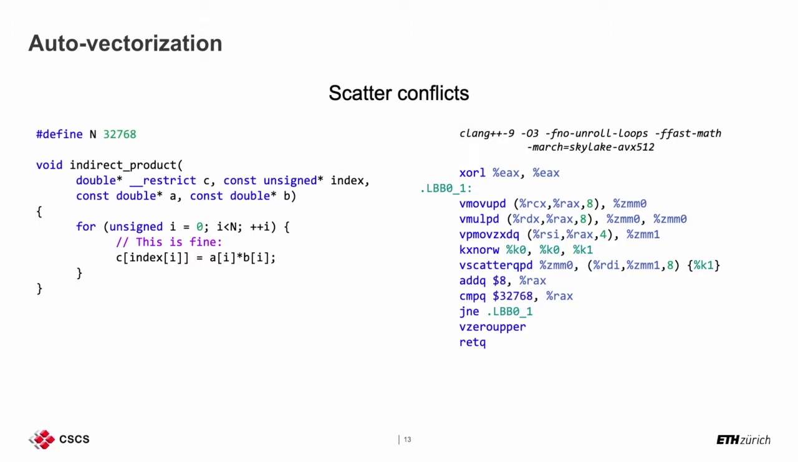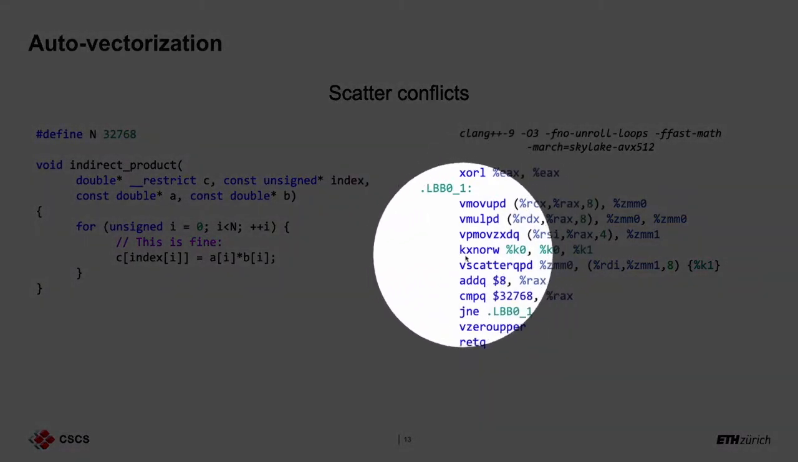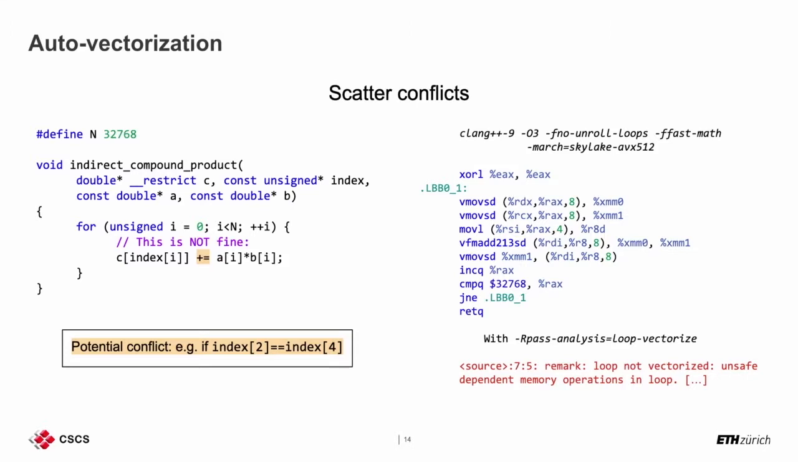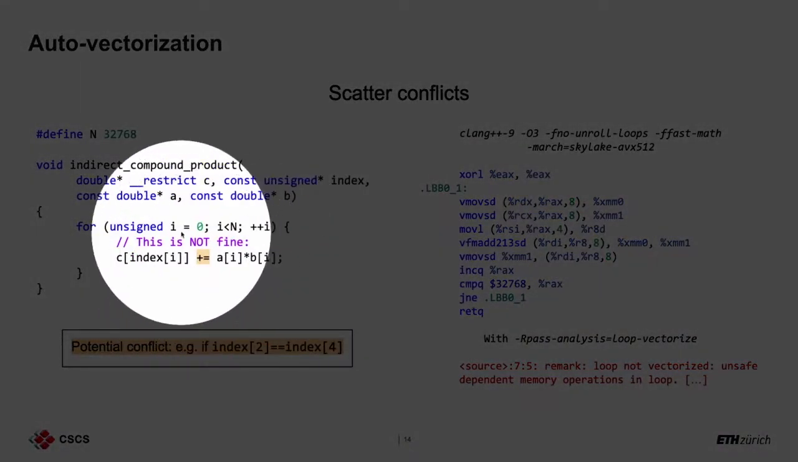And Clang will actually do the right thing. We've got that scatter, which means use an index to write these values, and it's otherwise vectorized. That's fine. Then this case is not fine. What if we want to add it?